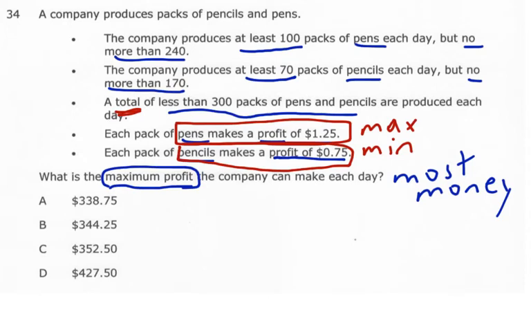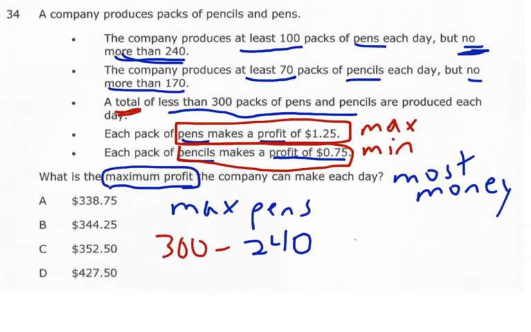So I'm going to look at it this way. What if I got the maximum number of pens? What was my maximum number? It said no more than 240. So let's just say, for instance, that we produced 240 pens. Now we need a total of 300. So 300 minus the 240, how much would that leave for the pencils? 60. Now that sounds all fine and dandy, but we have a restriction on our pencils. It says the company needs to produce at least 70 pencils. So that didn't work out for us.